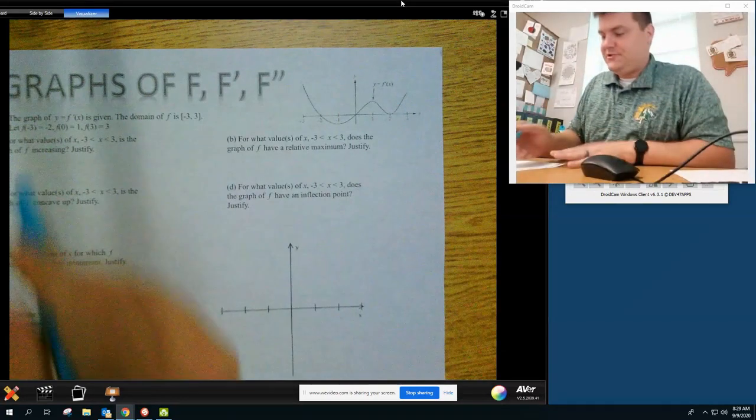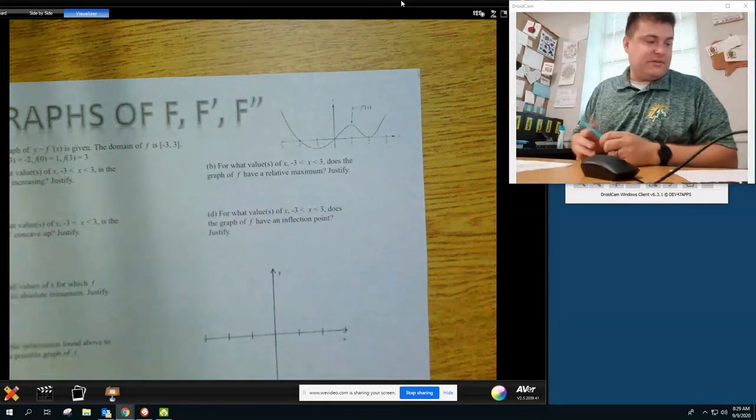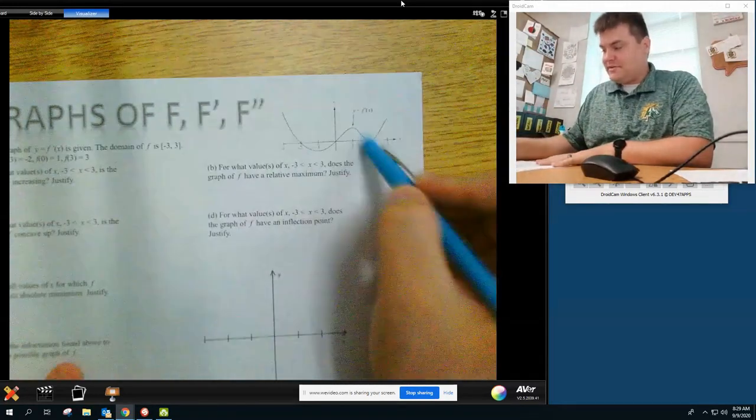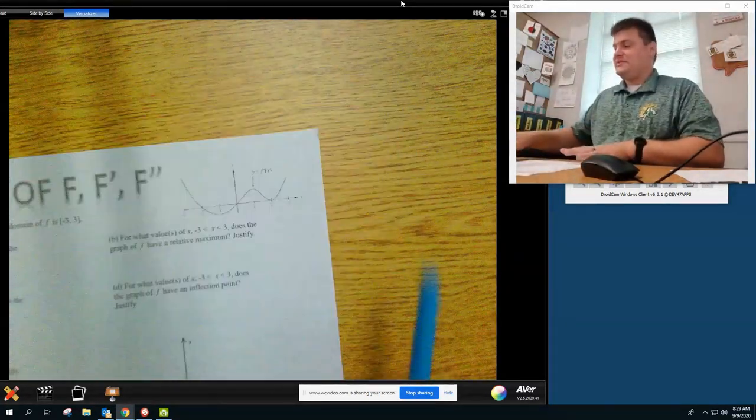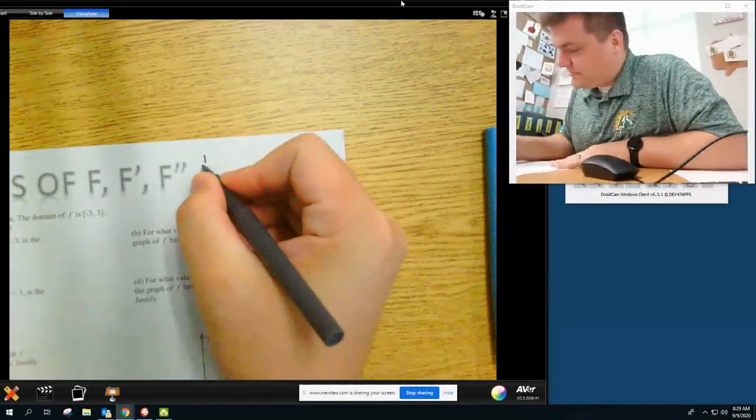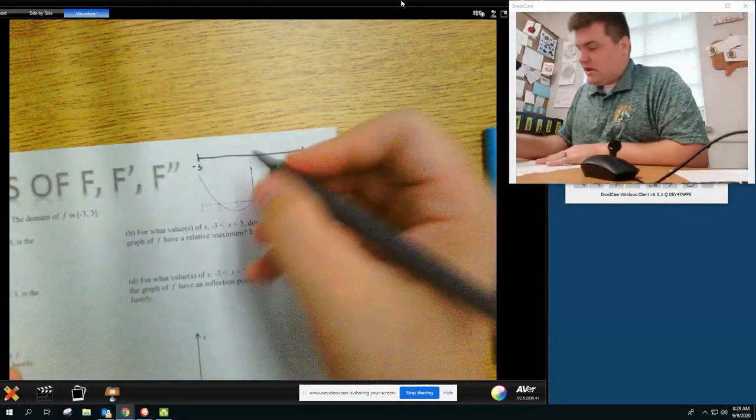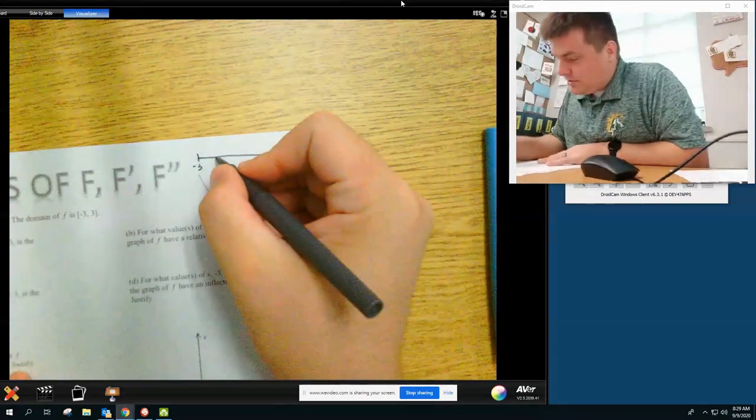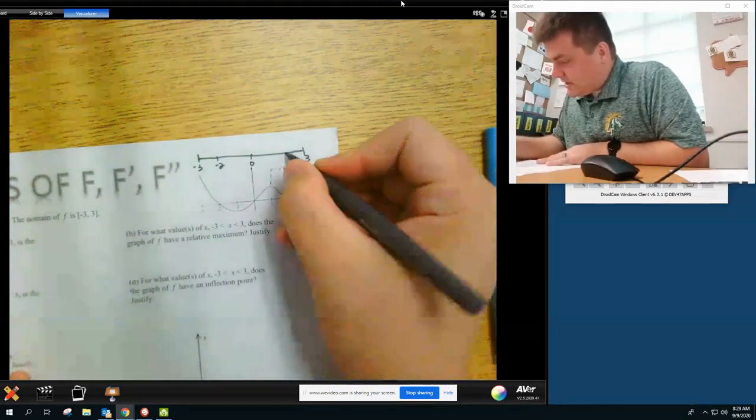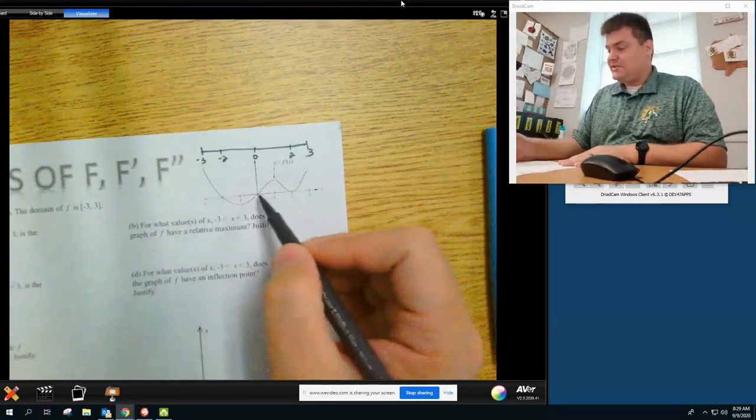So here we go. For what values of x from negative 3 to 3 is the graph increasing? So remember, this is the derivative. I'm going to make a bit of a sign chart here because I think it's going to make our life a little bit easier to answer this. So this is from negative 3 all the way to 3. I'm going to have critical points here at negative 2, at 0, and at 2. These are my critical points because that's when f prime is equal to 0.